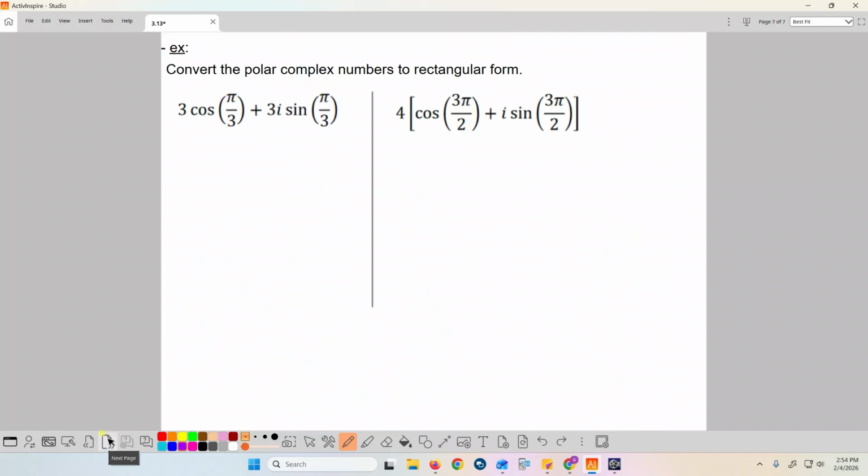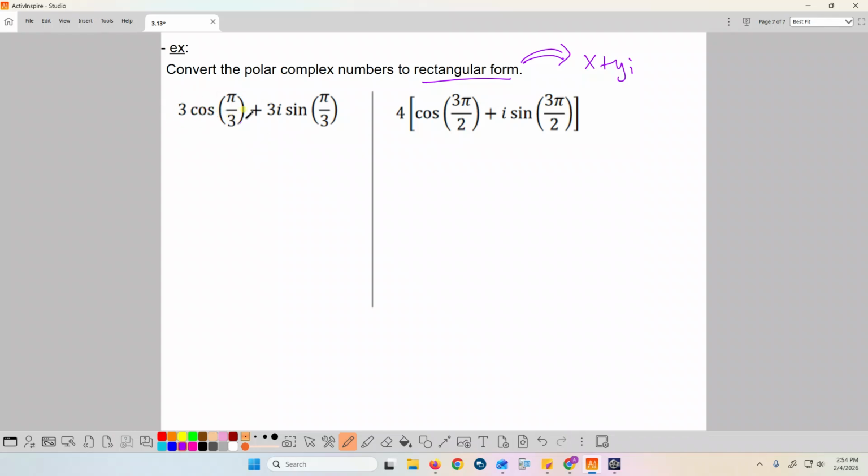Okay, and then I just have one more slide to go. If you have this polar form, and I could factor out the 3, that's our r value, convert the polar complex numbers into rectangular form. Well, remember that rectangular form would just be x plus yi, okay? So how do we do that?